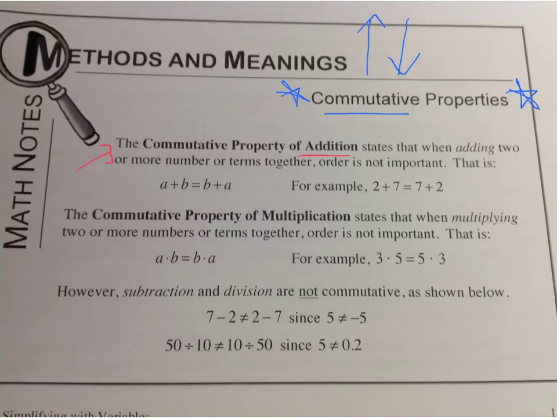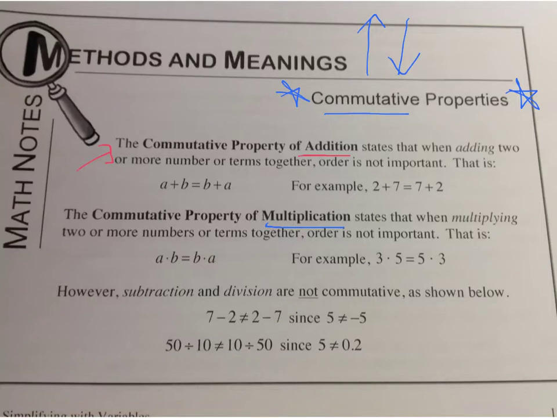Doesn't matter the order. Now, another property that works for this is multiplication. Again, we know that the order doesn't matter in multiplication. So if you look here, 3 times 5 is the same as 5 times 3. That's again the commutative property because the order doesn't matter. Here's another example: A times B is the same as B times A. Doesn't matter what order you multiply in.